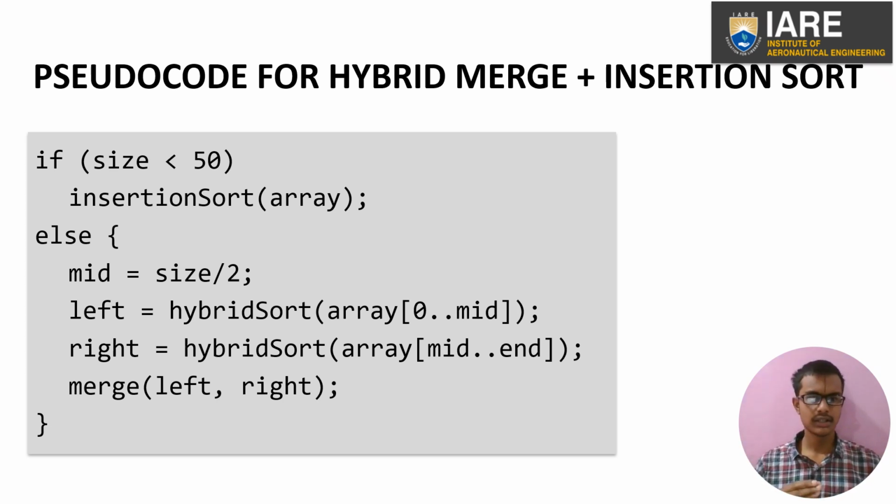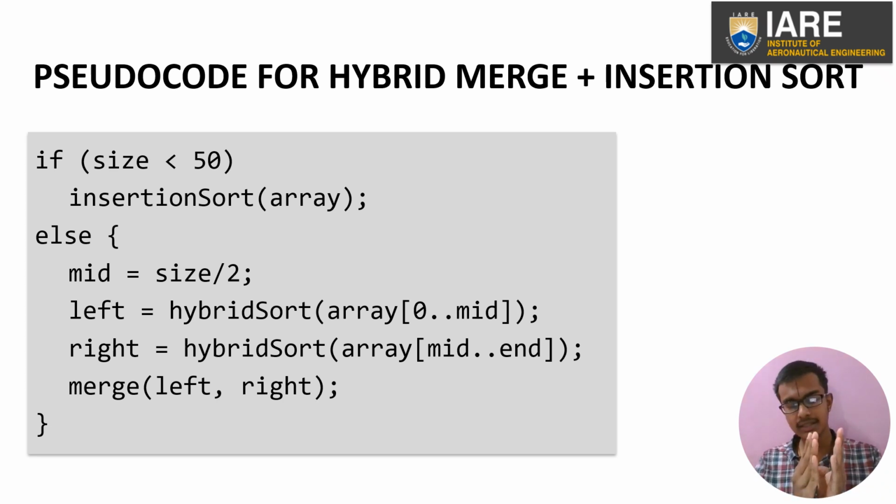First of all, the logic we apply. If the size of the array is lesser than 50, we should apply insertion sort. We are telling the system to apply insertion sort for the array. Else, the entire logic for merge sort, we are writing it over there.